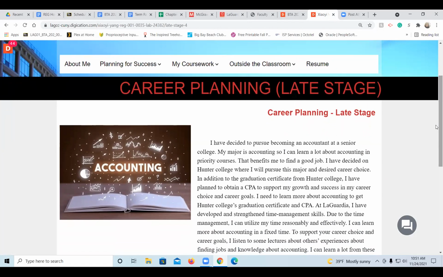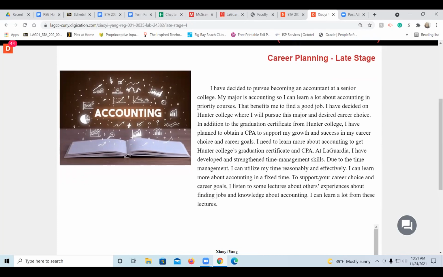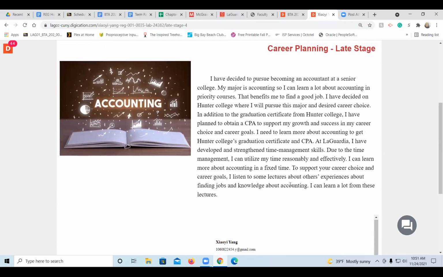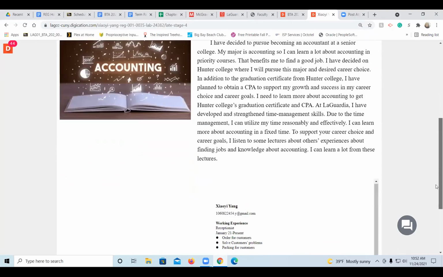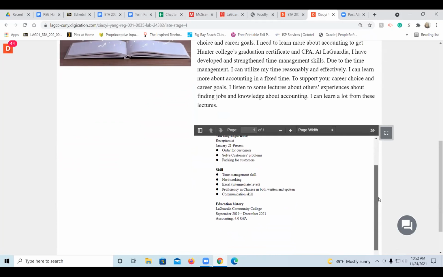But Zhao Yi did the career planning stage, talking about being an accounting major and wanting to pursue the CPA license, and talking about listening to lectures and experiences about finding jobs and so on. So it's just a little blurb, about a paragraph, that Zhao Yi has done here. So I just want to, okay, thanks. And then the resume, right? What's happening with the resume.